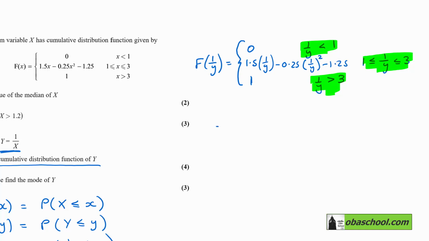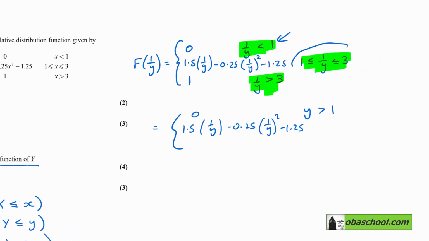So that's going to give us 0 for y greater than 1. So it's just a case of rearranging that. We'll have the 1.5 1 over y, take away 0.25 1 over y squared, take 1.25. That's going to apply, if we think about this one here, for y being greater than or equal to 1/3 and less than or equal to 1. And then we'll have 1 for y is greater than 1.